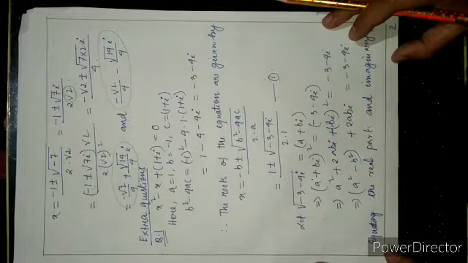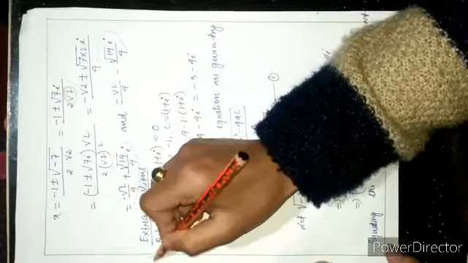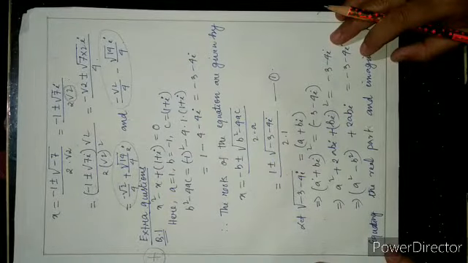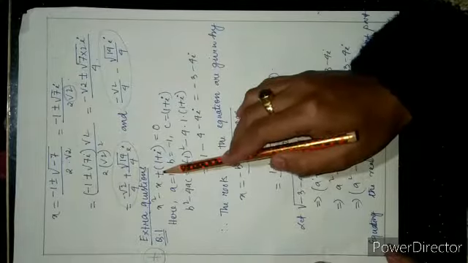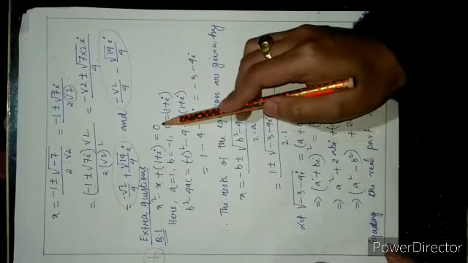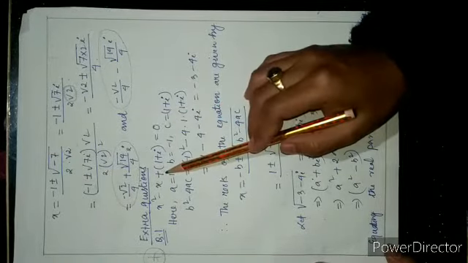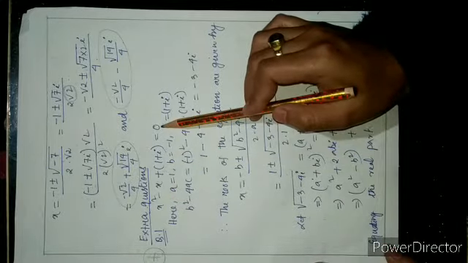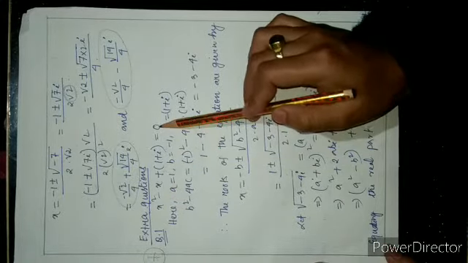Next, extra question. See, important question, 6 marks or 4 marks. Question number 1, extra question: x square minus x plus 1 plus i is equal to 0. See the quadratic equation x square minus x plus 1 plus i is equal to 0. Then we are going to find the roots of this quadratic equation.